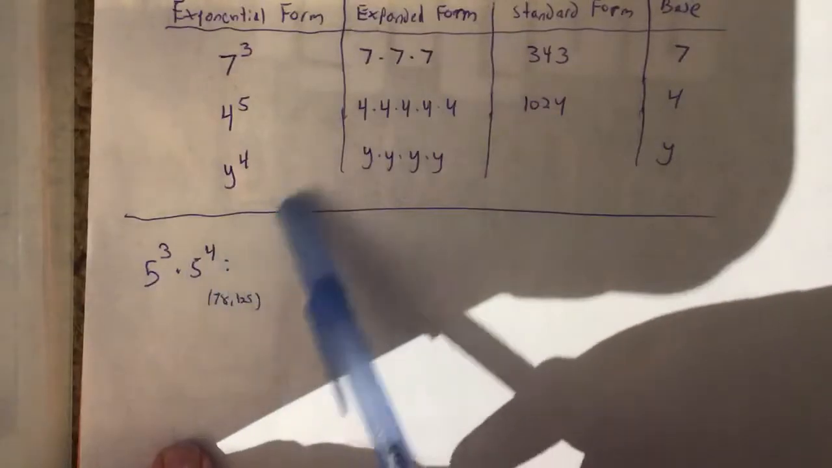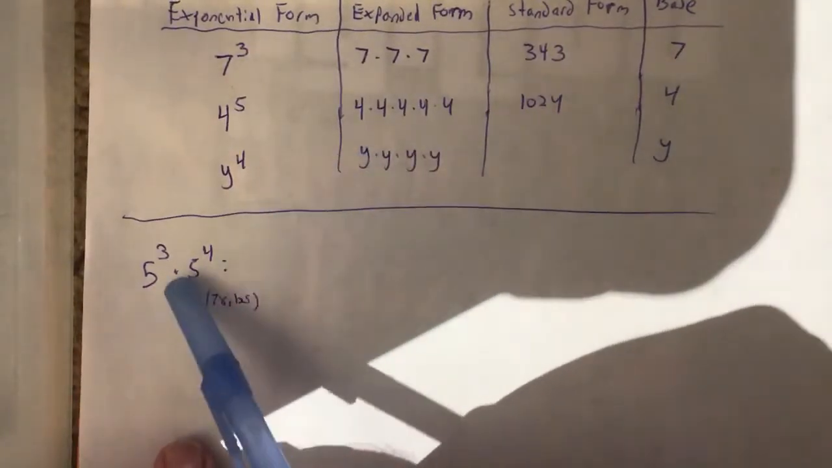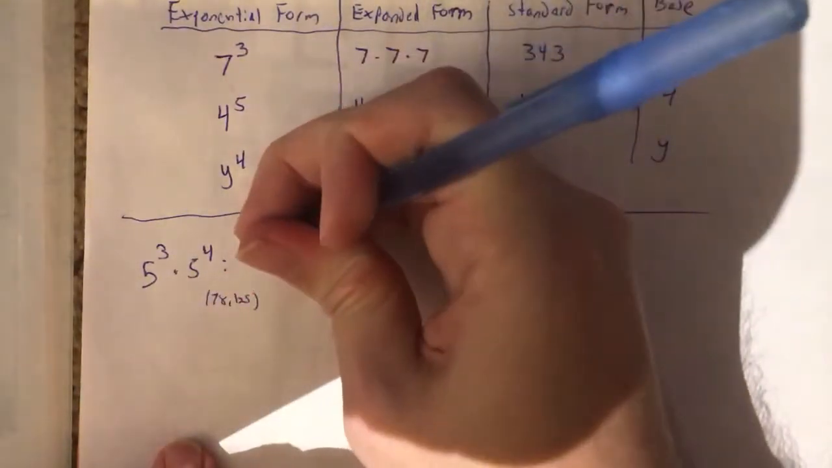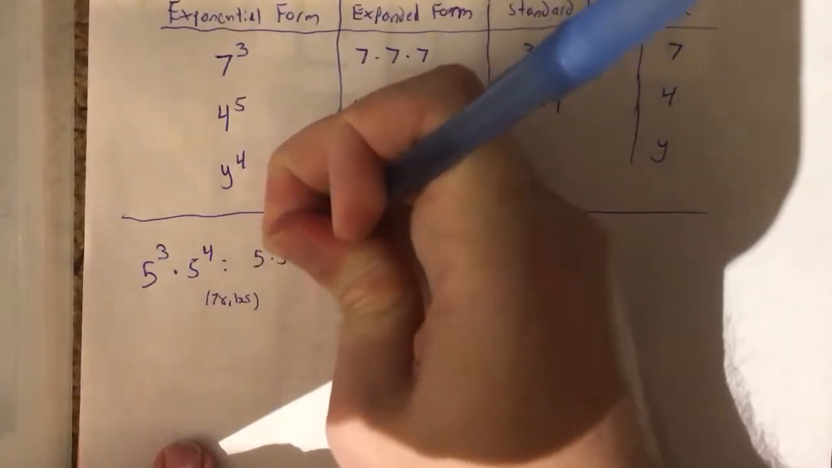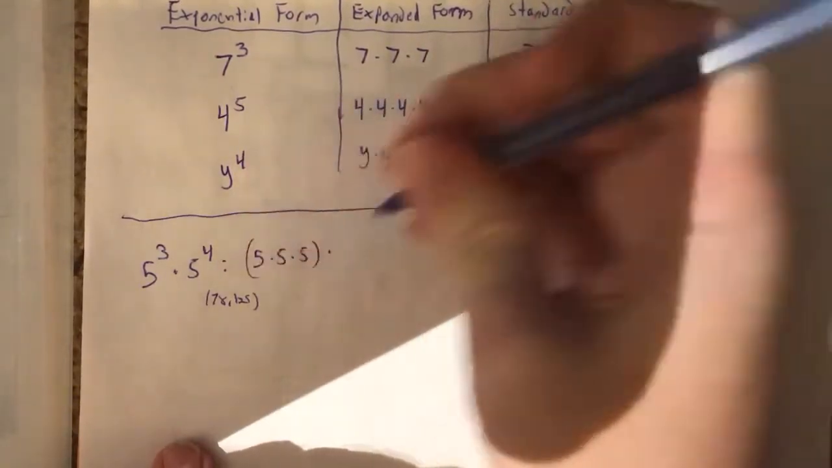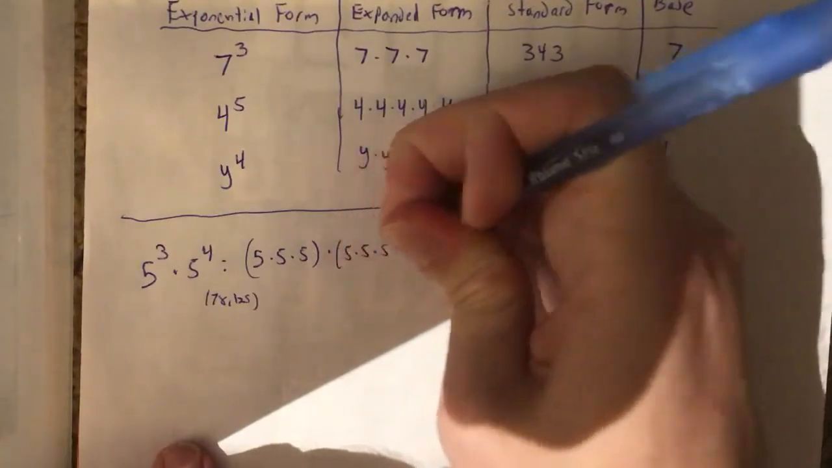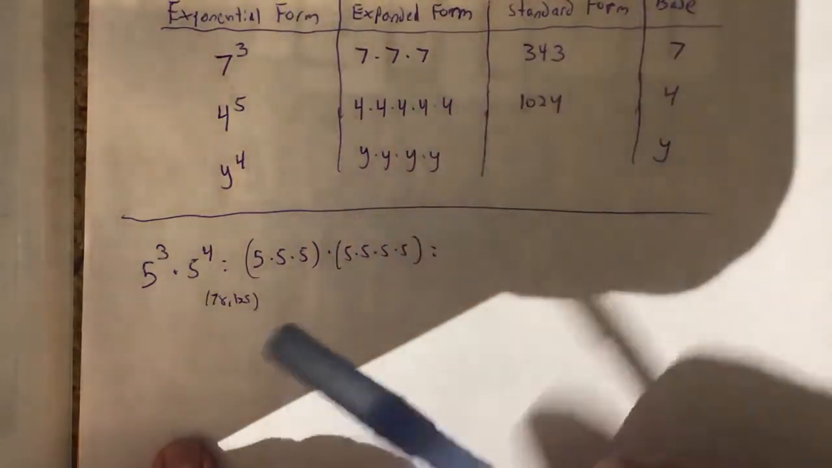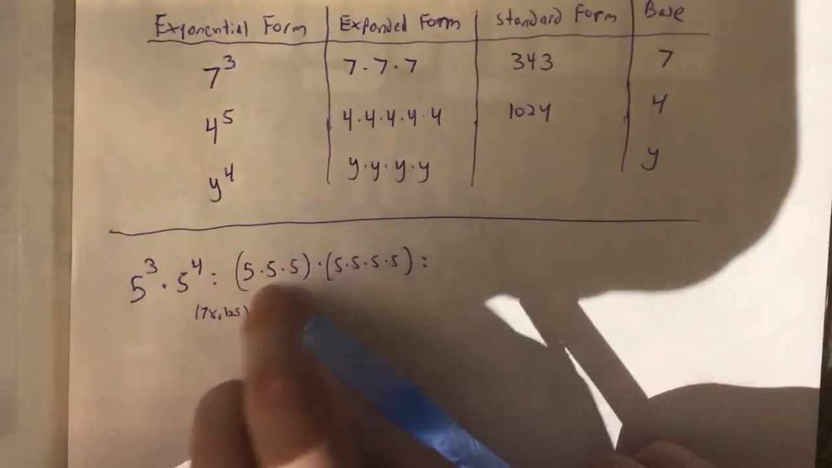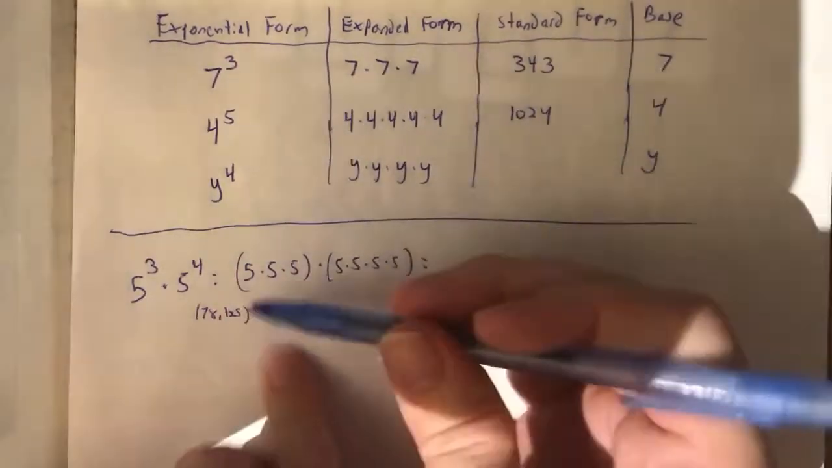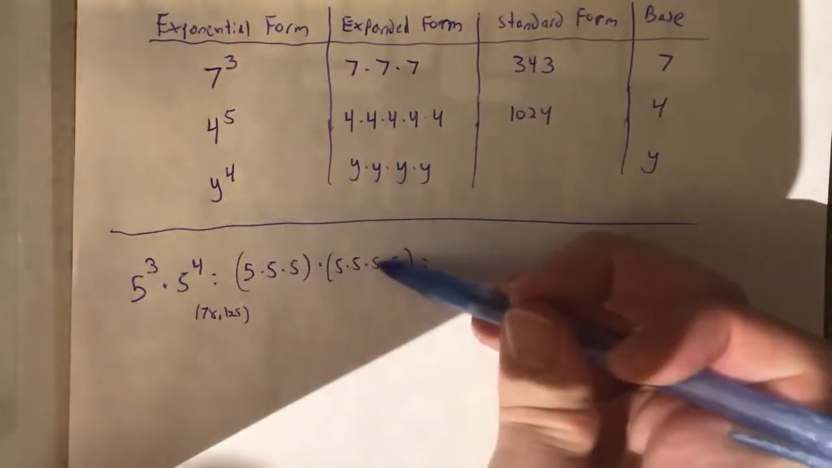What I'm going to do is write each of these in expanded form. 5 to the third is really just 5 times 5 times 5. 5 to the fourth is really 5 times 5 times 5 times 5. So if I look at it, how many 5s am I actually multiplying all together? If I count, I'm doing 1, 2, 3, 4, 5, 6, 7.